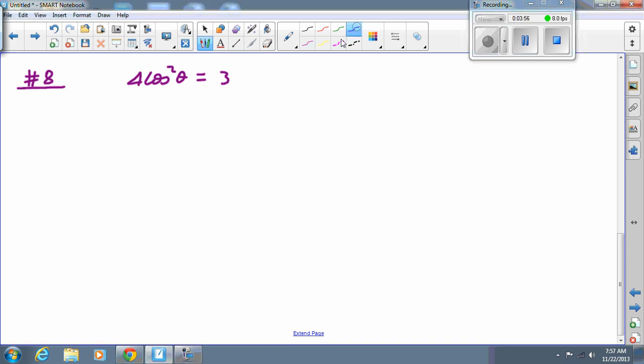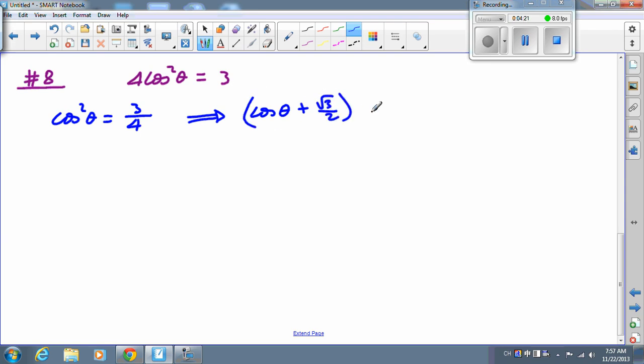For problem number 8, I have 4 cosine squared of theta is equal to 3. So what I will do is divide by 4 to get cosine squared of theta is equal to 3 over 4. Now, if you're familiar with this, you know that you can factor it by saying, well, this is equivalent to cosine theta plus square root of 3 over 2 times cosine of theta minus square root of 3 over 2. That's one way. Or you can just say cosine of theta is equal to plus or minus square root of 3 over 2. Either or is fine.